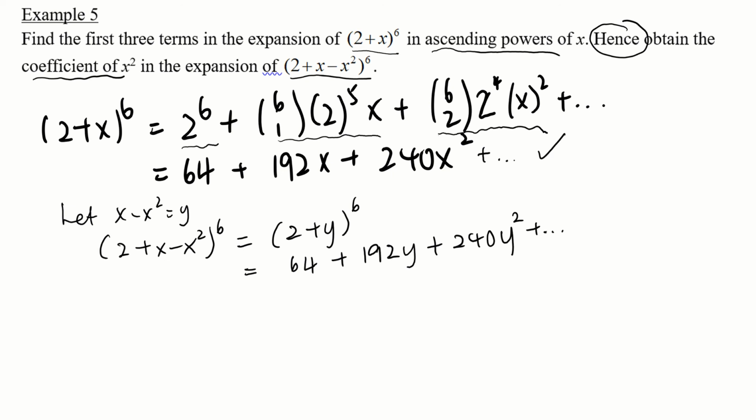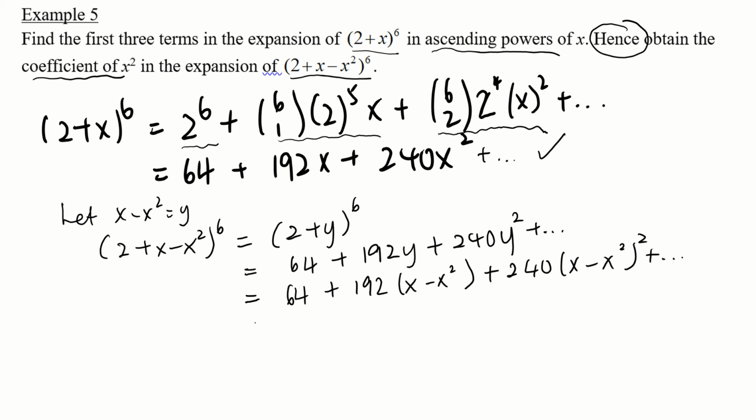Okay, so technically this is done, but because the expansion is in terms of x, what we need to do here is to replace my y with x − x². So by doing that, I have replaced everything back to x. And the question says find the coefficient of x². That means I just need to expand till I see x². So what I'm going to do is I'm going to expand and simplify.